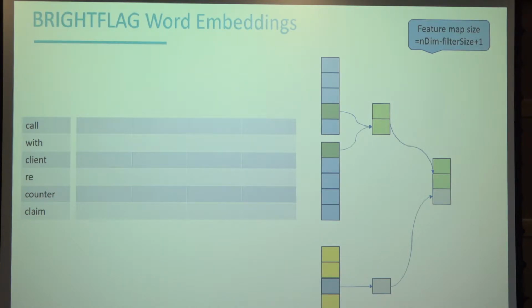So here we have two filters with a width of 2 and one filter with a width of 3. We have max pooling over those filters, and then they're concatenated into an output vector representation of our text.